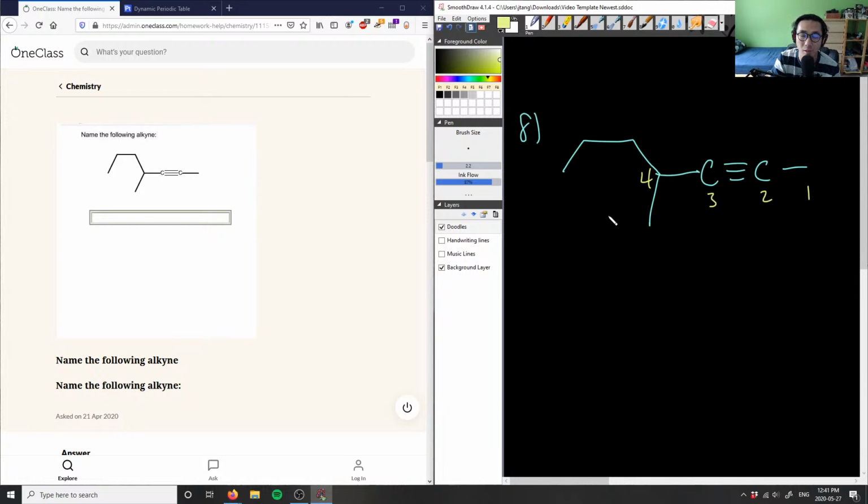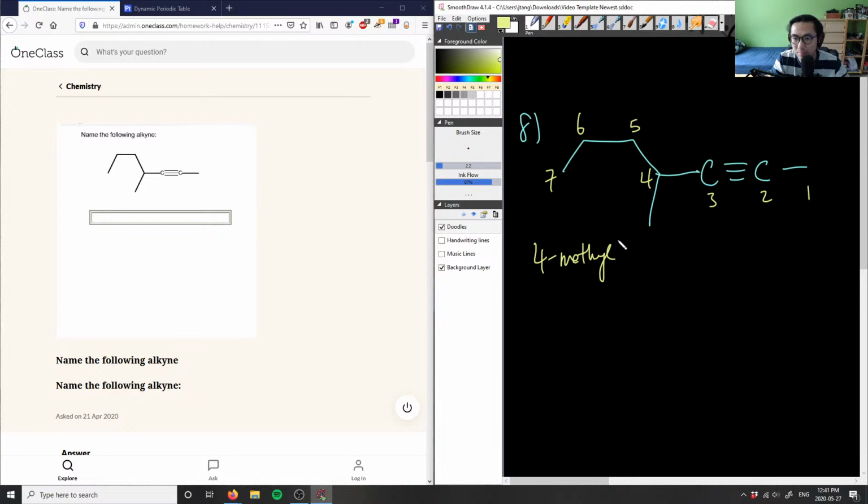In this case, we can go up for the longest chain, right? So this here would be 5, 6, and 7 here. So we have 1, 2, 3, 4, 5, 6, 7, which is good. So 7 here is our longest chain. And then we have a methyl group on 4, right? So we have a 4 methyl group here as well.